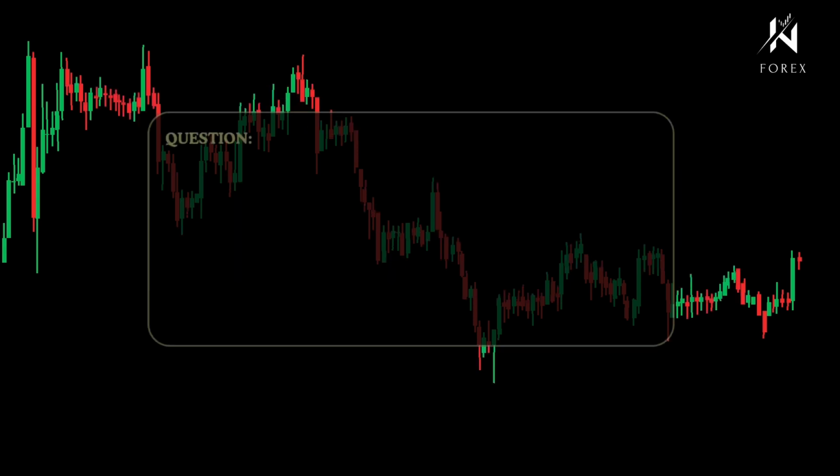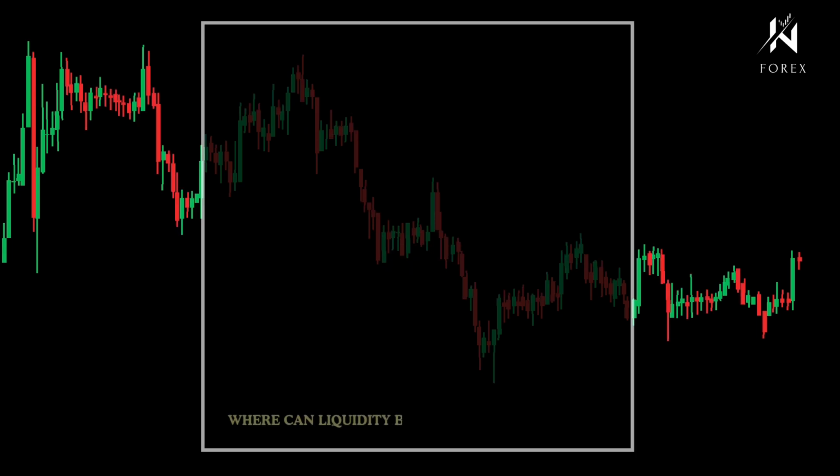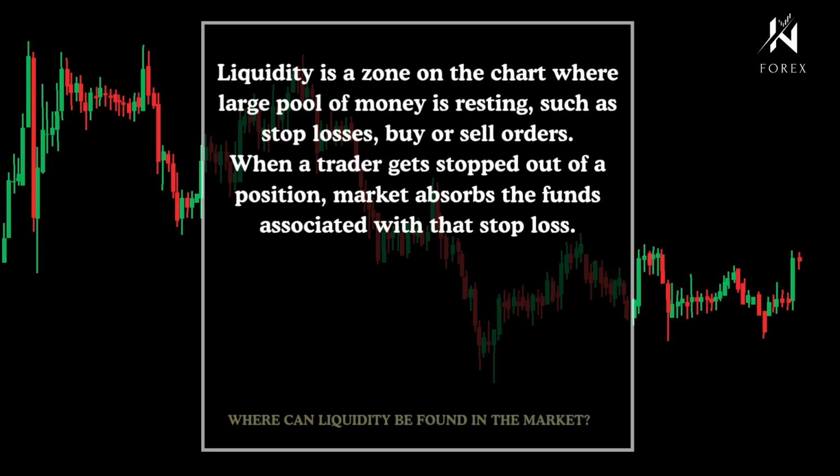Where can liquidity be found in the market? Liquidity refers to a zone on the chart where a significant amount of capital is positioned, including stop losses and pending buy or sell orders. When a trader is stopped out of a trade, the market captures the funds linked to that stop loss.